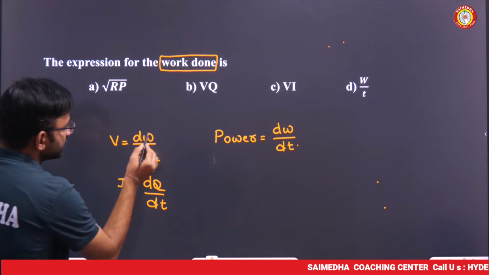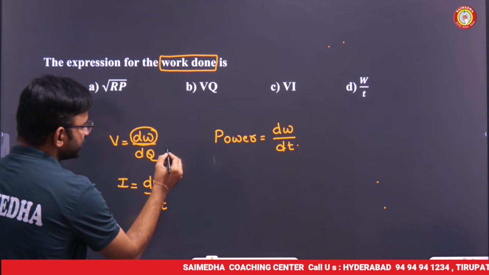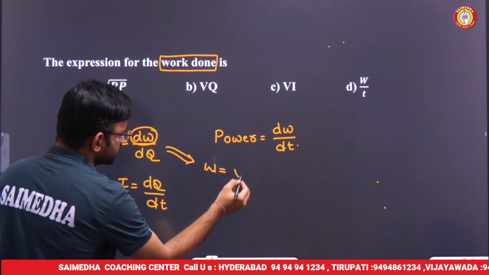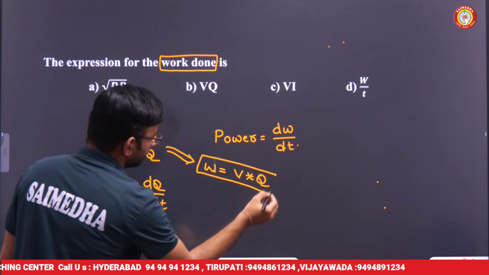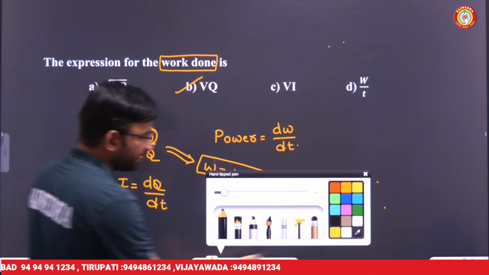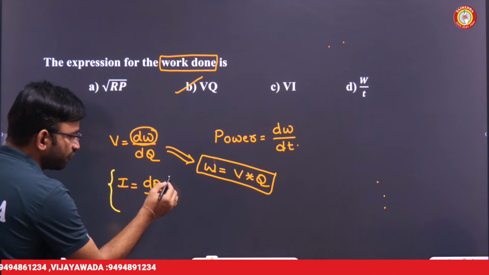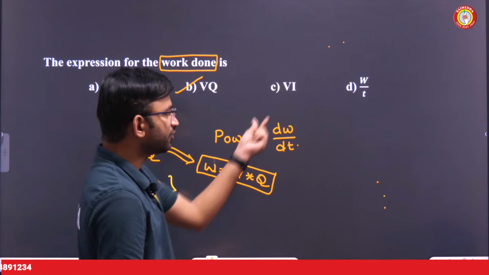From here we can say that work done is equal to voltage into charge, sir. Voltage into charge, which means the answer will be B, sir. Even sometimes they may ask you what the current is. Current is nothing but flow of charges, charge divided by time. Power is nothing but work done by time.